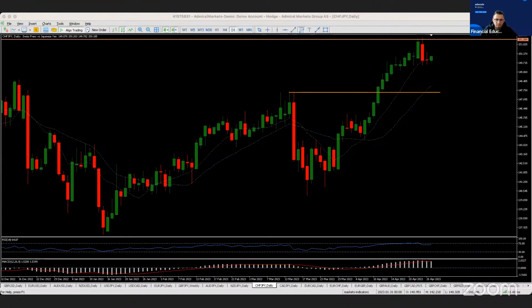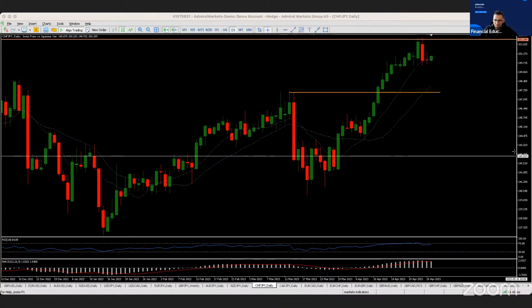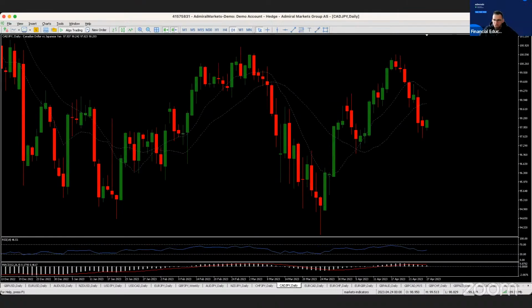If this retracement here ends up being a reversal, nobody knows that in advance. The only thing we know in advance is that this is a retrace from this resistance. Canadian dollar JPY, of course, it's selling off.